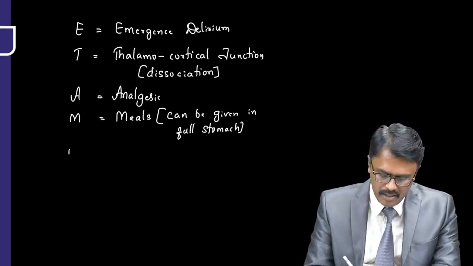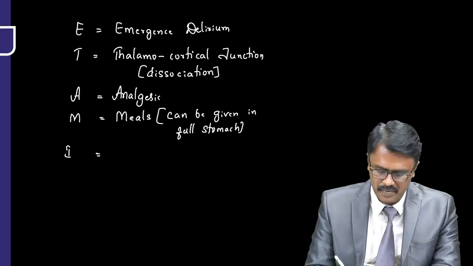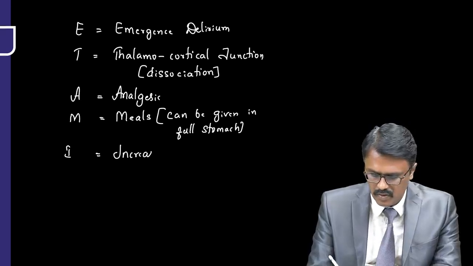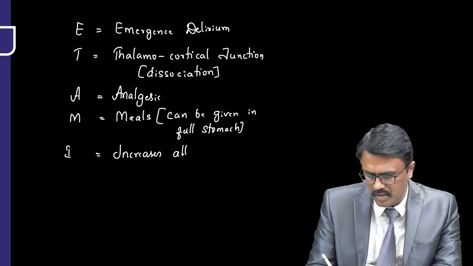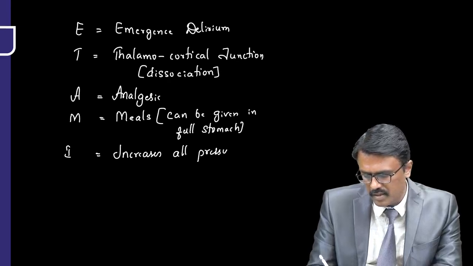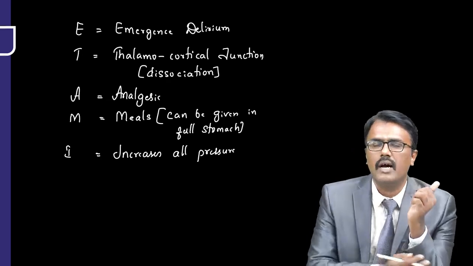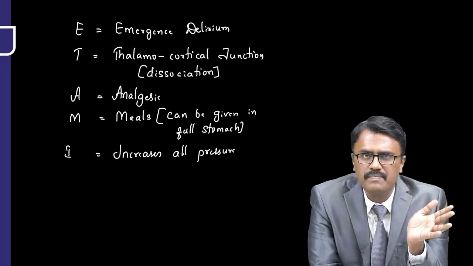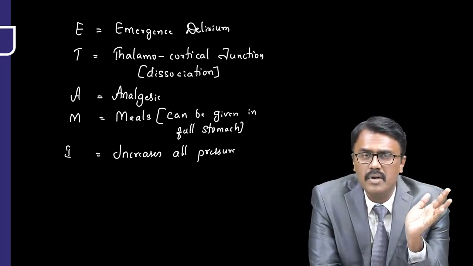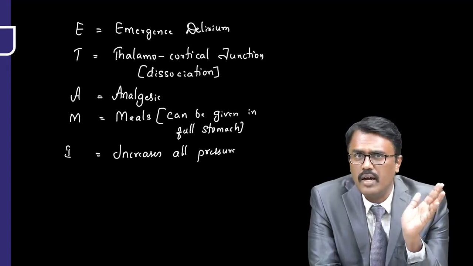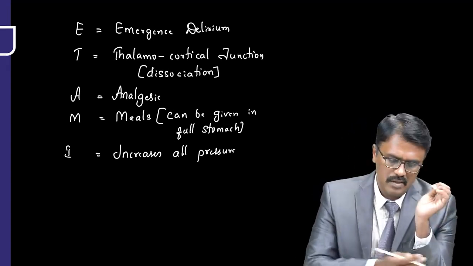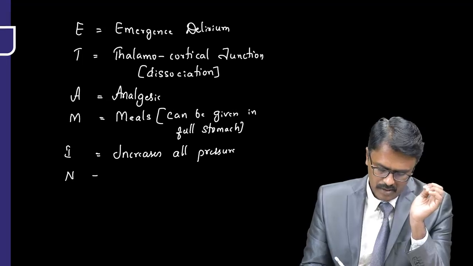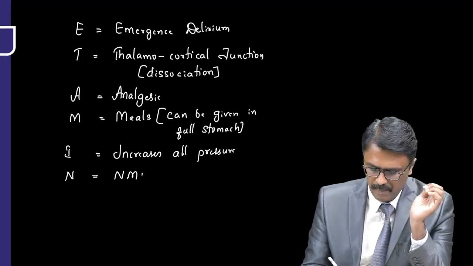Then I: it increases all pressure. So the advantage of increasing the pressure is you can use it in hypotension and shock. But the disadvantage is it is contraindicated in head injury. It is contraindicated in hypertensive emergencies, stroke and ischemic heart diseases. Now N: the drug's mechanism is that it's an NMDA antagonist.